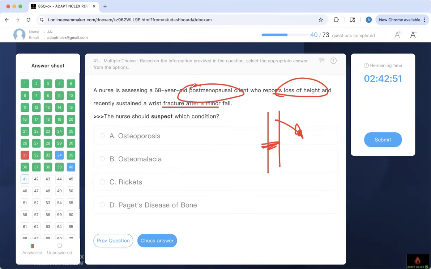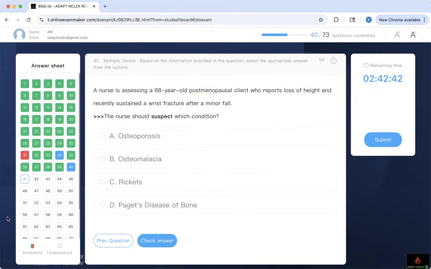Whenever you see a postmenopausal patient and they tell you they have a minor fall, think about what? Osteoporosis. Don't overthink it. Osteomalacia usually will not have a minor fall problem. They're going to have bone pain.